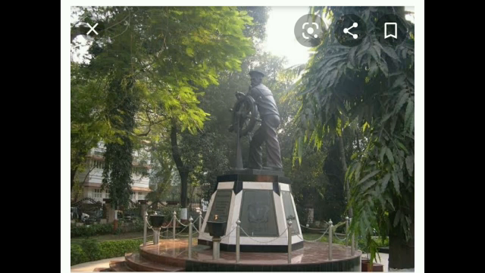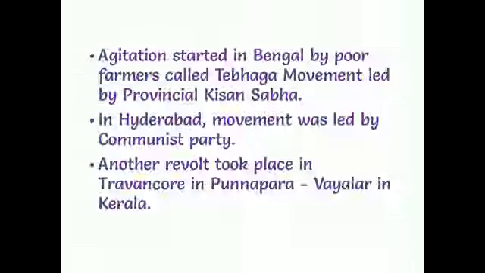And some of the other agitations were also started in different parts of the country, and especially in Bengal, all the poor peasants started a movement called the Tebhaga movement, which was led by the Provincial Kisan Sabha. What is this Tebhaga movement? Landlords will be there, and from landlords, small farmers take the land and do the cultivation. After completing the agricultural production, some produce should be given as rent to the landlord.